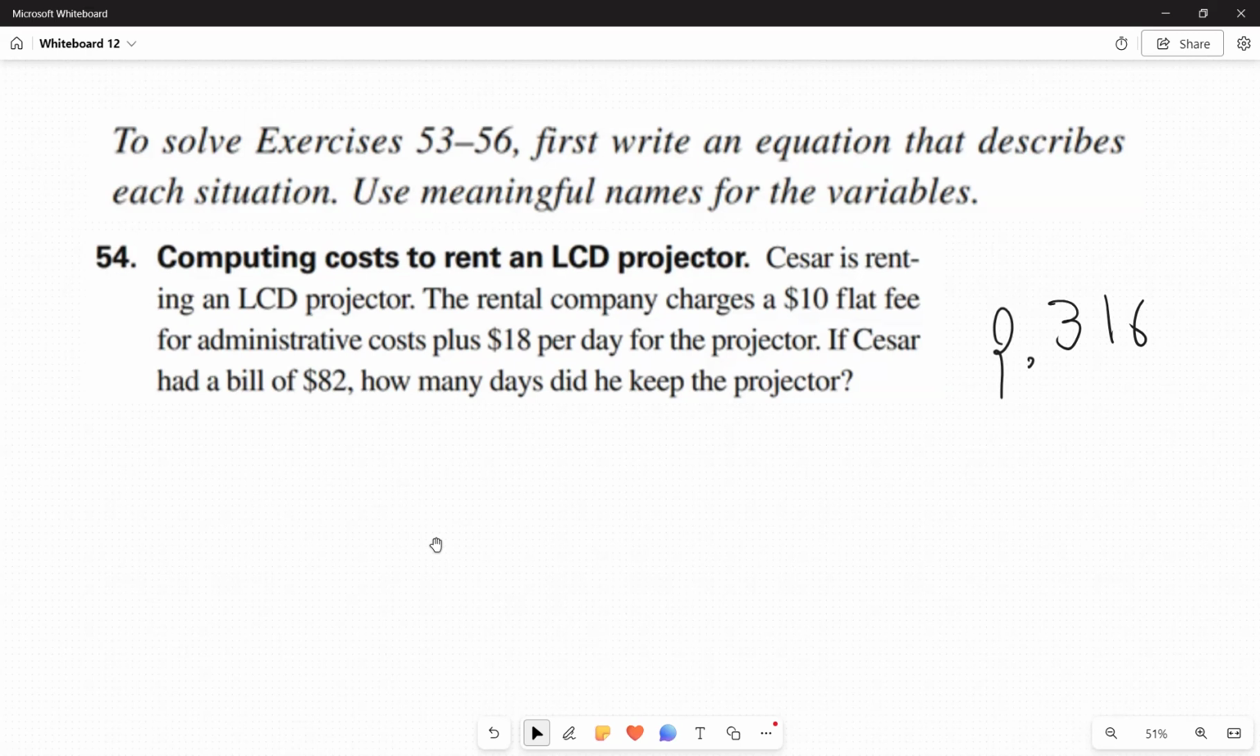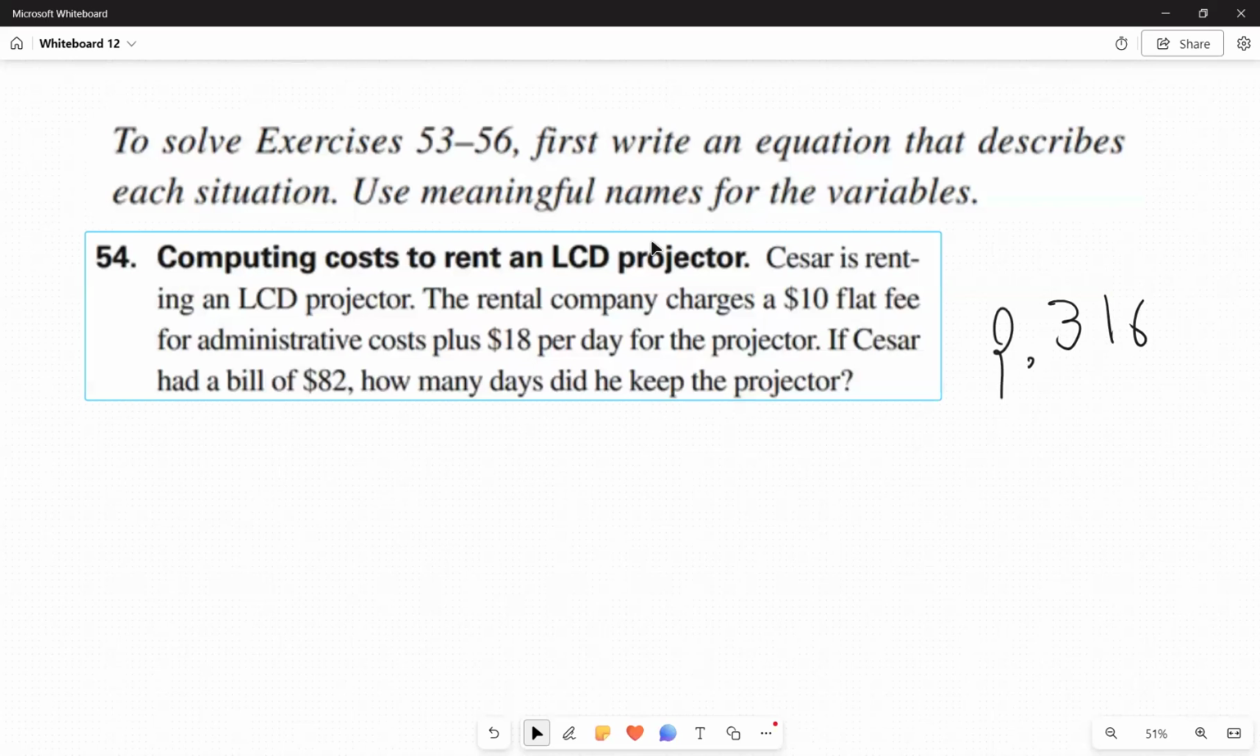So Cesar is renting an LCD projector. The rental company charges a $10 flat fee for administrative costs, plus $18 per day for the projector. If Cesar had a bill of $82, how many days did he keep the projector?